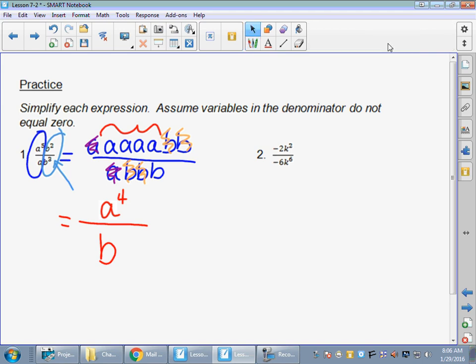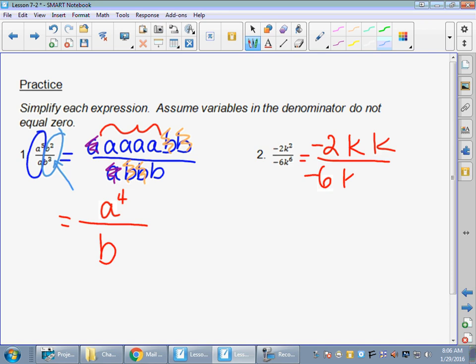So I wanted to do a simple one with numbers as well. So I've got a negative 2k to the 2nd over a negative 6k to the 6th. If I'm going to write this out, don't forget I got 6 k's down here. So treat the numbers like a fraction.